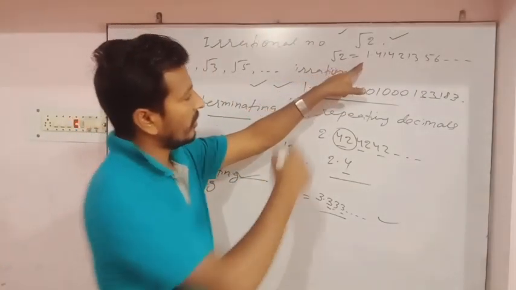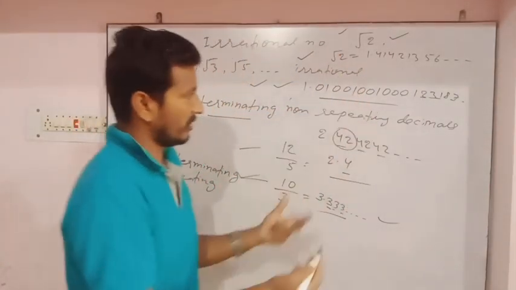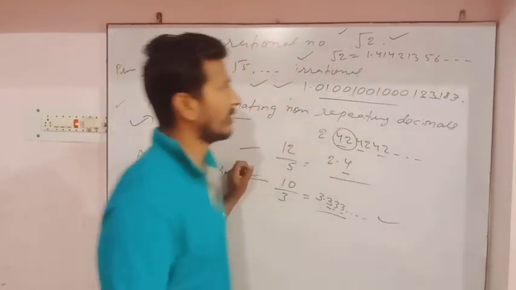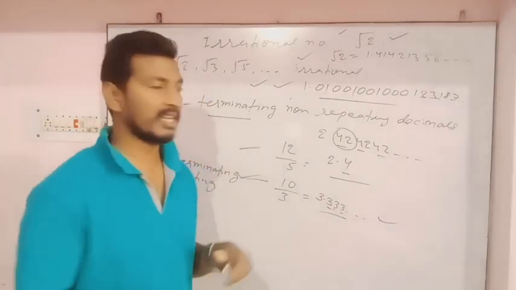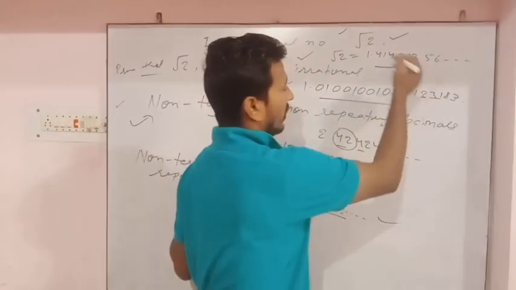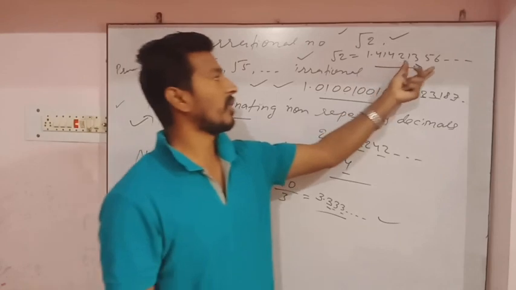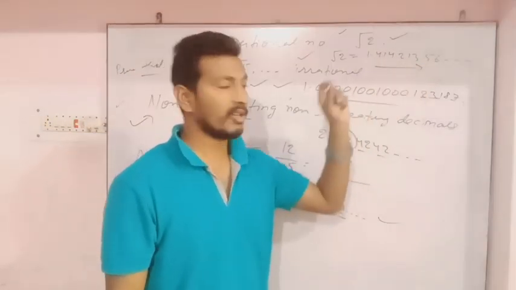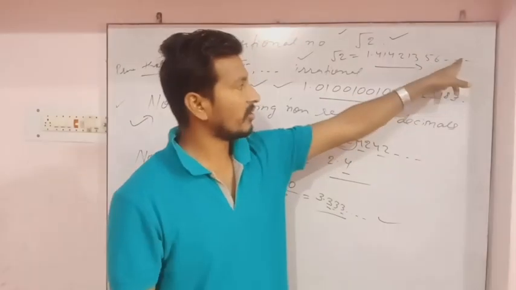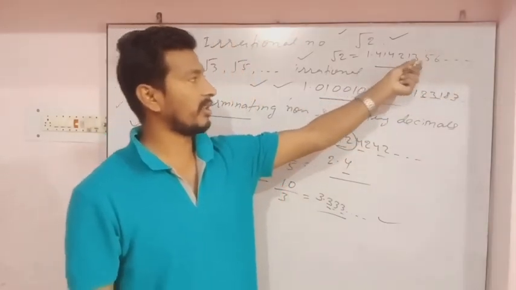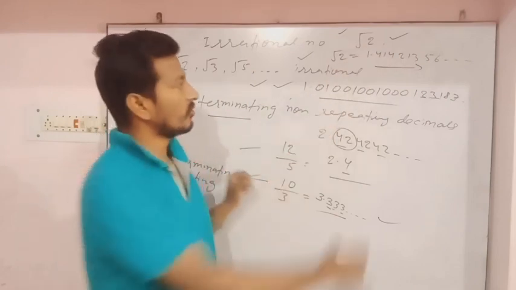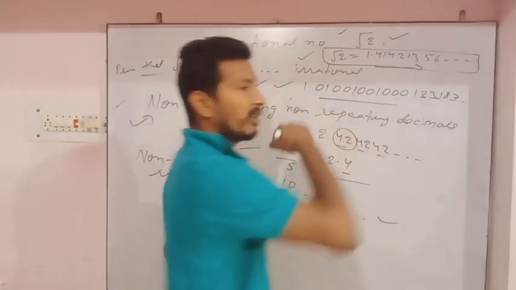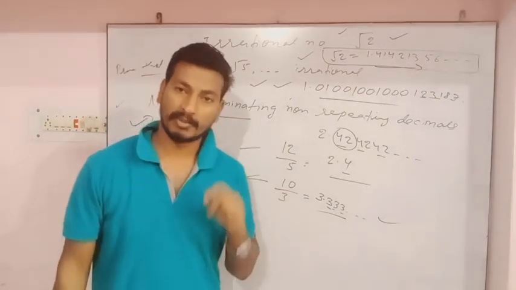And now it clearly says that neither a digit nor a group of digits is repeating periodically, and there is also not a finite number of digits after the decimal. So this is non-terminating, non-repeating. So this is an example of an irrational number. That's why root 2 is an irrational number.